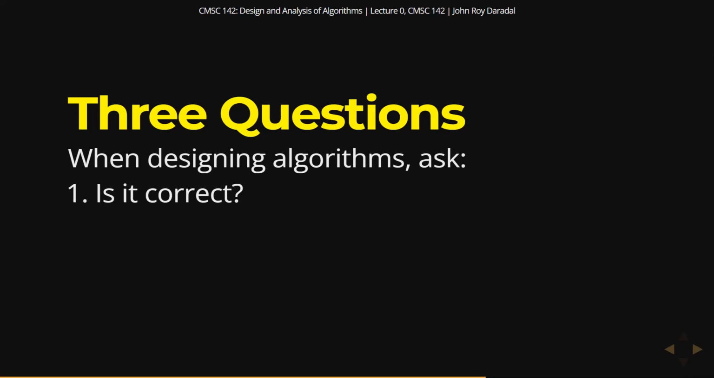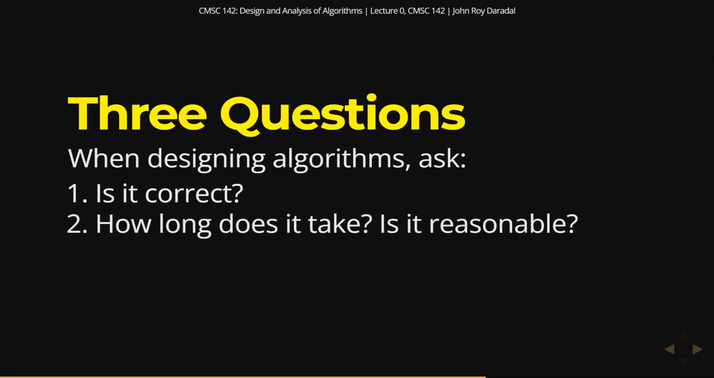Now, if it's already correct, the next thing that you need to ask is, how long does it take? Is it reasonable? So you're now talking about the running time. You're already okay with its correctness, now you need to think about whether your algorithm is running in reasonable time. Because what if it's correct but it takes an hour or even longer to run? Then something is wrong with your algorithm also, right?